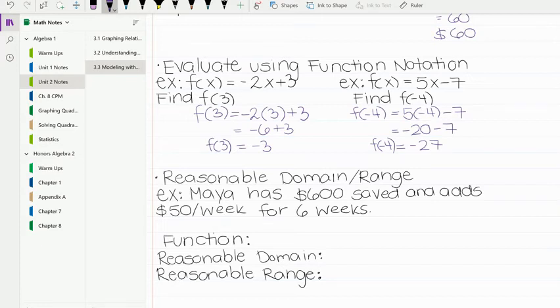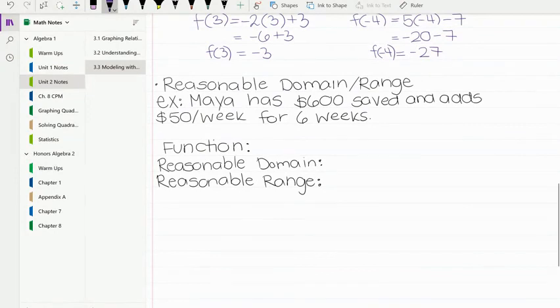And our last topic is reasonable domain and range. So what this means is we already remember domain is all possible x values and range is all possible y values. But we're going to be finding domain and ranges based on a certain situation. So we have Maya has $600 saved and adds $50 per week for 6 weeks. Okay, so she already has $600 and then she's adding $50 per week.